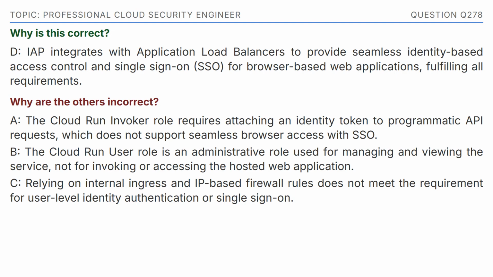IAP integrates with application load balancers to provide seamless identity-based access control and single sign-on (SSO) for browser-based web applications, fulfilling all requirements. Why are the others incorrect? A. The Cloud Run invoker role requires attaching an identity token to programmatic API requests, which does not support seamless browser access with SSO.